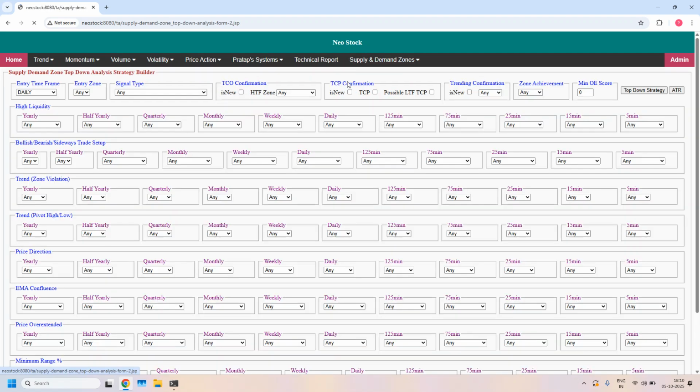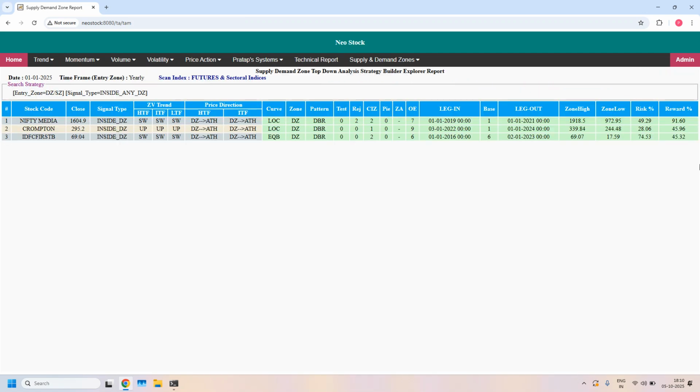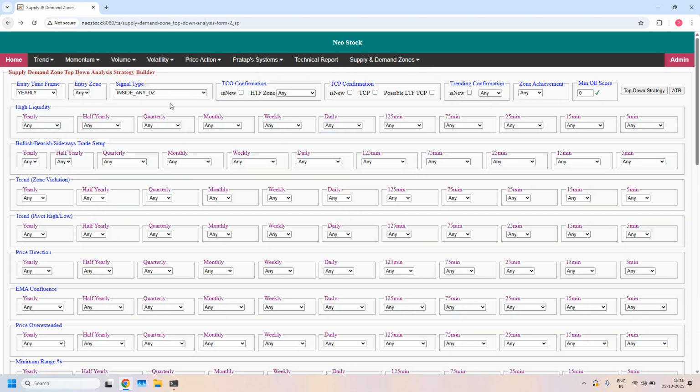Next, I will generate finding the stocks near demand and supply zones for different time frames, starting with yearly. Price closed inside yearly demand zone. We got 3 stocks. Next, price closed inside the yearly supply zone. We don't have any stocks.